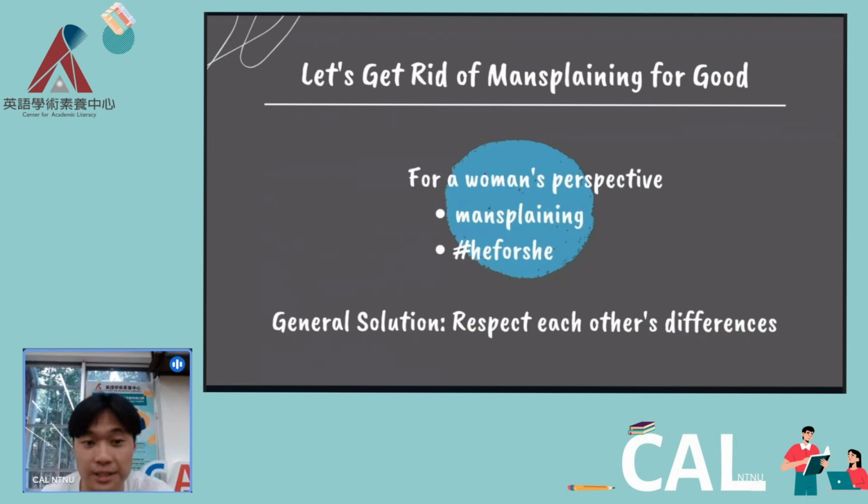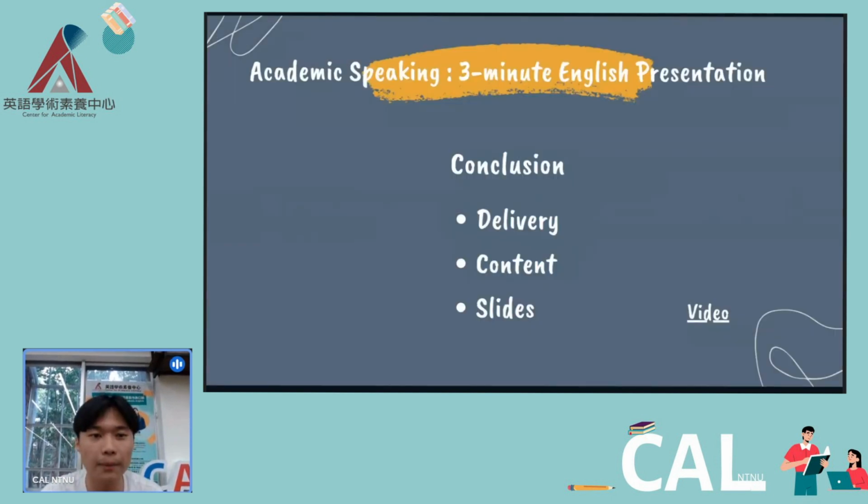And then I talk about mansplaining, and I introduce a hashtag, "He for She." That is one of the strategies that people use to stop or to better shape mansplaining. And then the last one at the bottom of the slide is a general solution that I came up with. It's really important to respect each other's differences, and that's also the important part that I talk about in the slide.